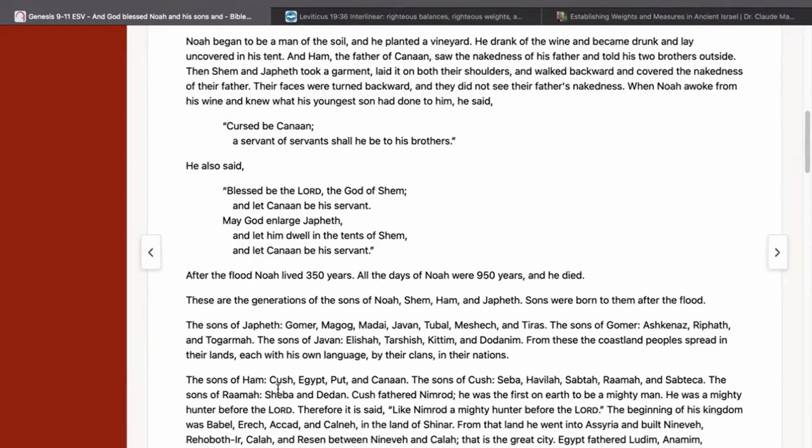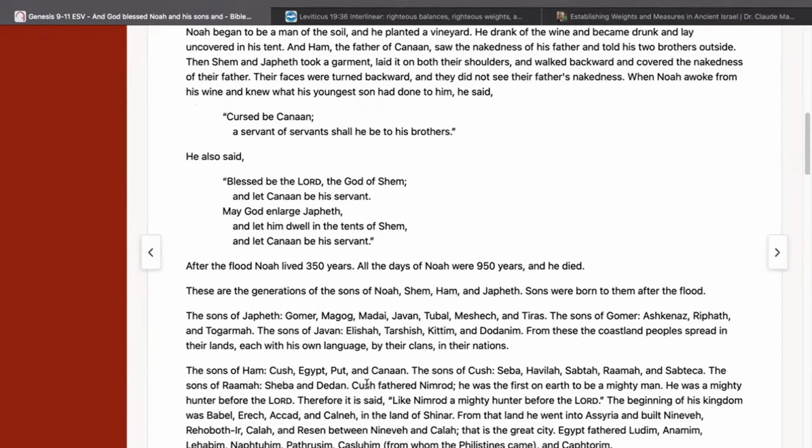The sons of Ham: Cush, Egypt, Put, and Canaan. The sons of Cush: Seba, Havilah, Sabtah, Raamah, and Sabteca. The sons of Raamah: Sheba and Dedan. Cush fathered Nimrod. He was the first on earth to be a mighty man. He was a mighty hunter before the Lord.